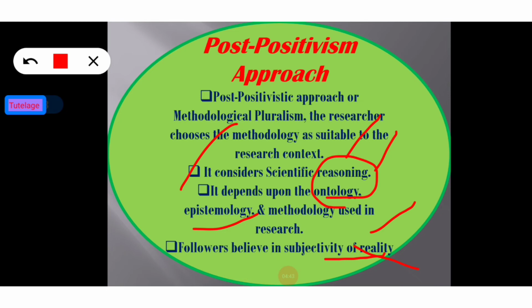So post positivistic approach or methodological pluralism chooses the methodology which is suitable to the research context. Okay, and it depends on the ontology, epistemology, and methodology. And most importantly, the followers of post positivism believe in subjectivity of the reality. That's it. So I think positivism approach and post positivism approach or research is clear to everyone.